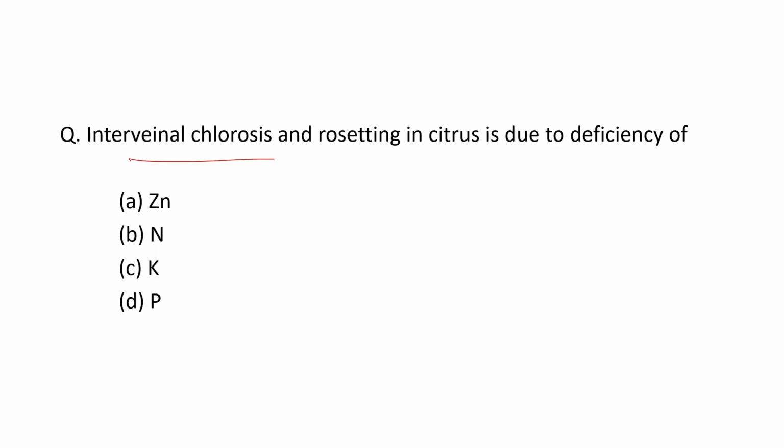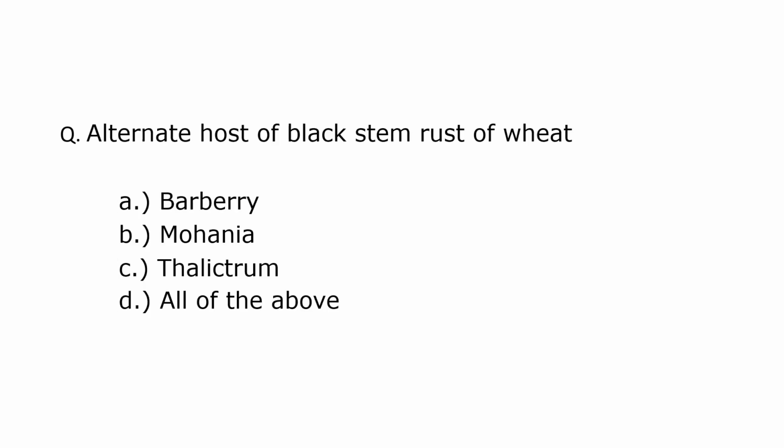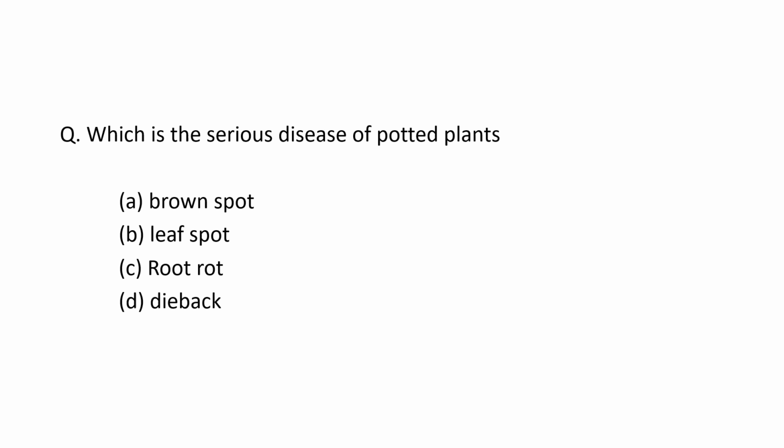Intervenal chlorosis and rosetting in citrus is due to the deficiency of which nutrient? The right option is A, due to the zinc deficiency. Alternate host of black smut of rice of wheat? The right option is A, barberry. Which is the serious disease of potted plants? The right option is C, root rot.